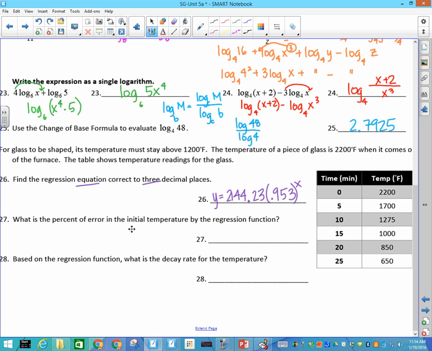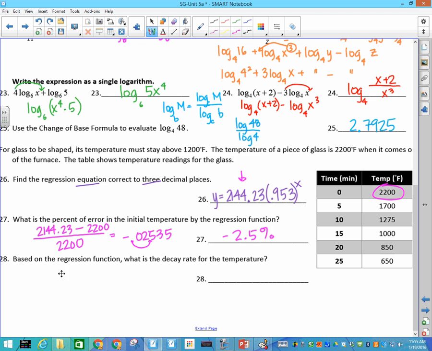What is the percent error? How do you find that percent error? You take the actual number from this right here, so that's 2144.23 minus the actual. And your actual initial temperature is 2200 in this problem. Over 2200. And on your calculator, that's going to give you negative 0.02535. And you move it over 2 places to make it a percent. So it's going to be negative 2.5%.